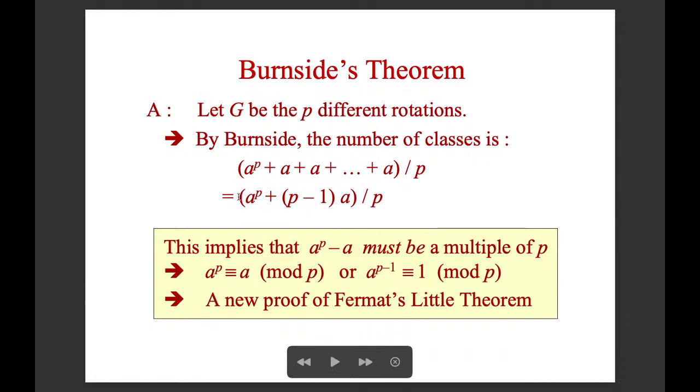Now, what does that mean? Because this is a combinatorial argument, this number is actually an integer. So it means that a to the power p plus p minus 1 times a is divisible by p. So we will have a to the power p equivalent to a modulo p. And then, when a and p are coprime, a to the power p minus 1 is equal to 1 modulo p. So this part assumes that a is coprime with p. So this is actually another proof of Fermat's Little Theorem. Okay?